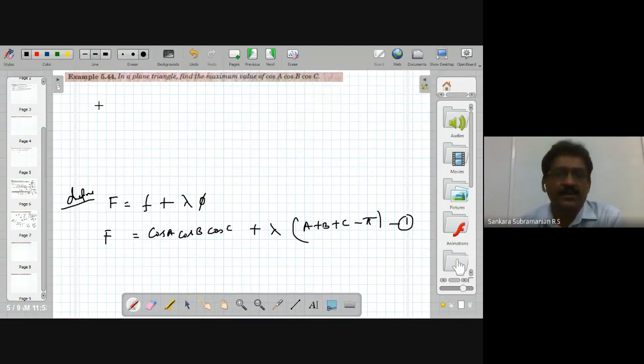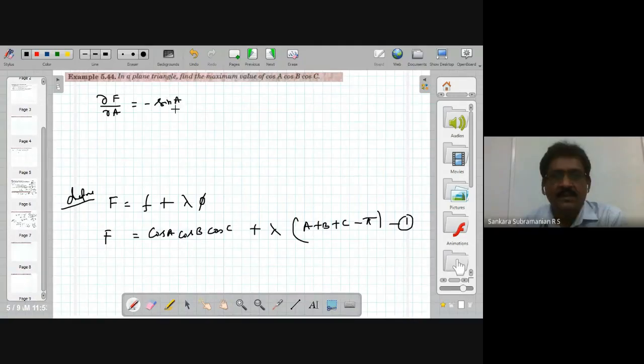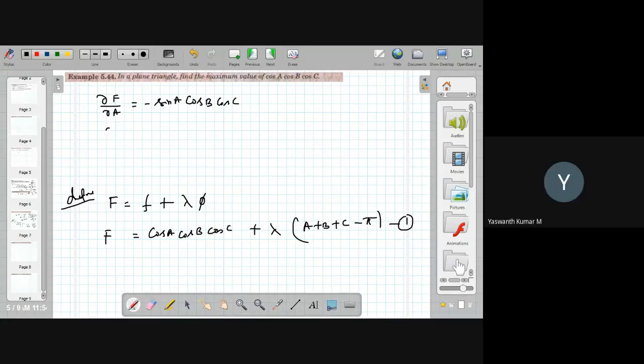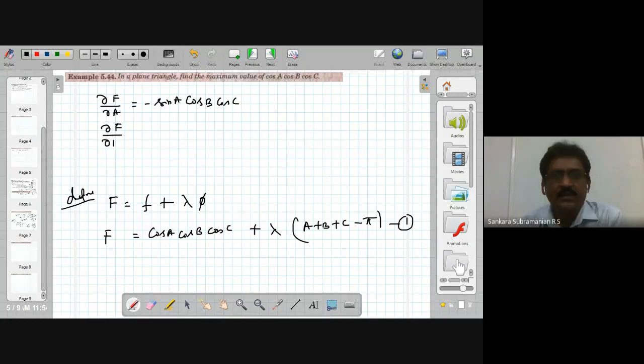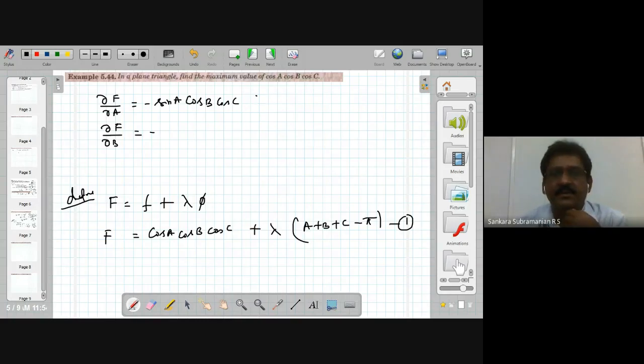So let me find dou F by dou A. Dou F by dou A equals minus sin A, and the rest of the term will be cos B cos C, plus lambda times the derivative of phi with respect to A, which is 1.